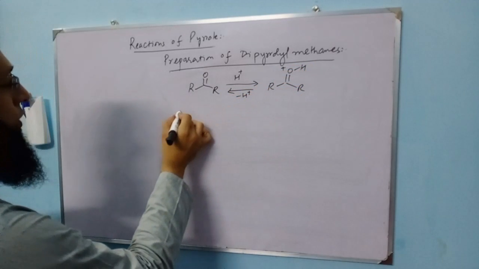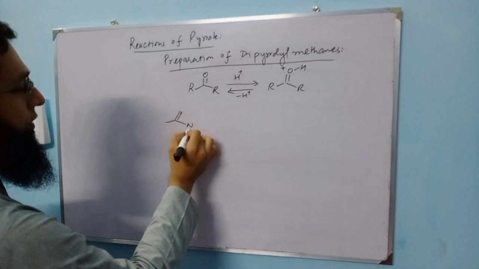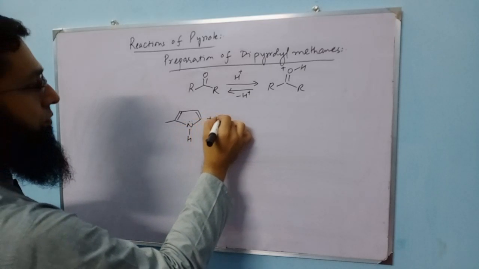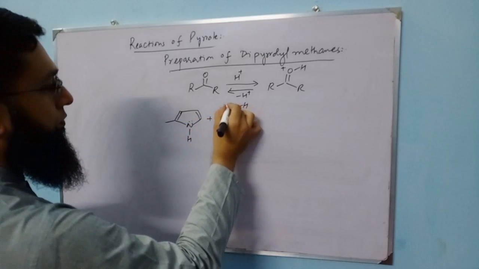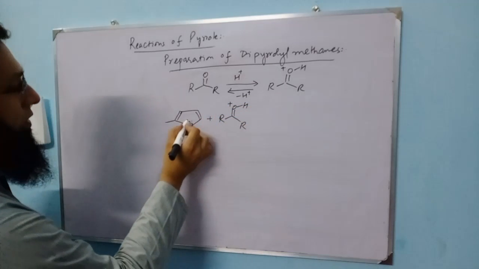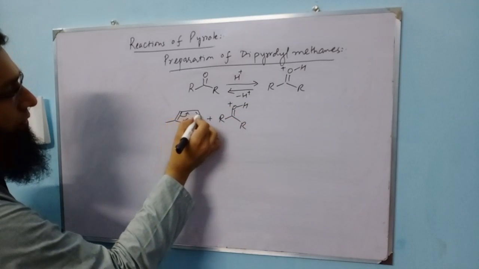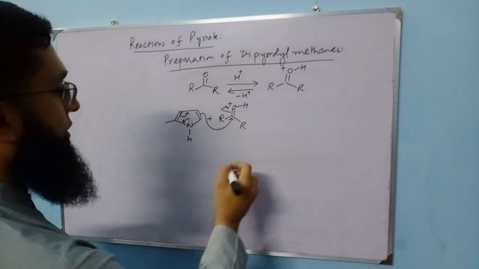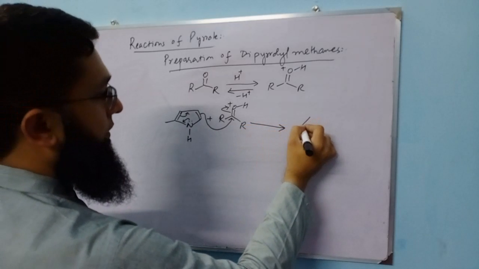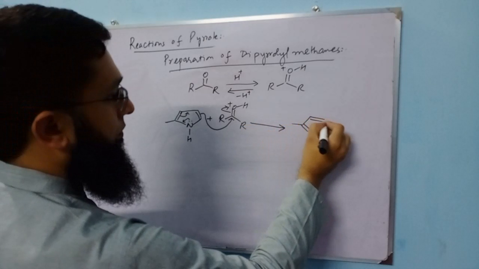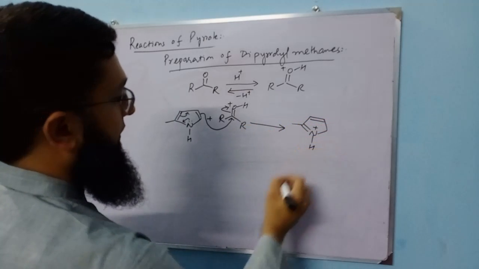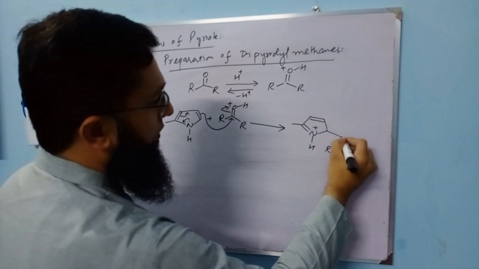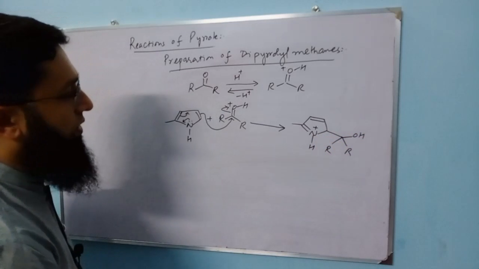And this protonated carbonyl compound or ketone will react with pyrrole. This will shift here, this bond will shift here, and again it will attack here. This bond will break and the lone pair of oxygen would be restored. And as a result of this, we will get this intermediate.